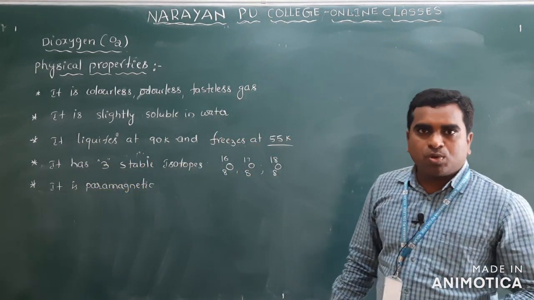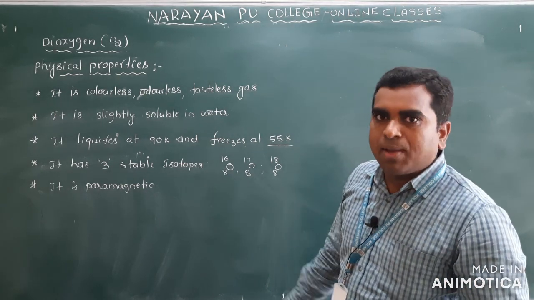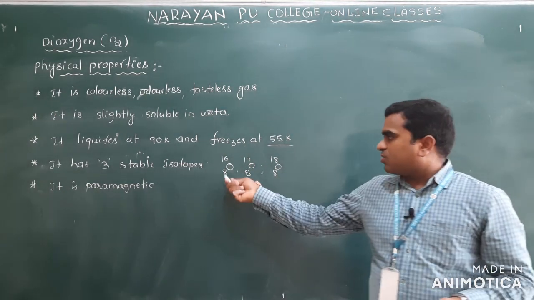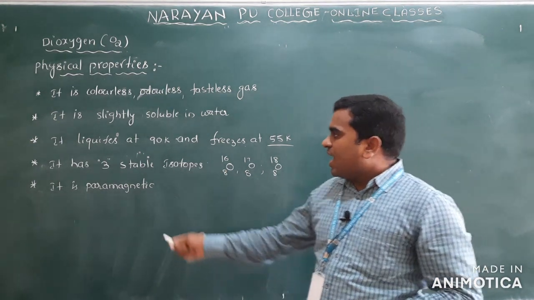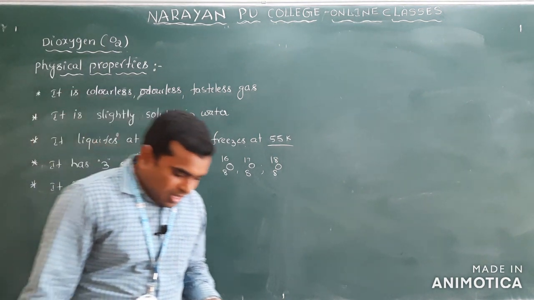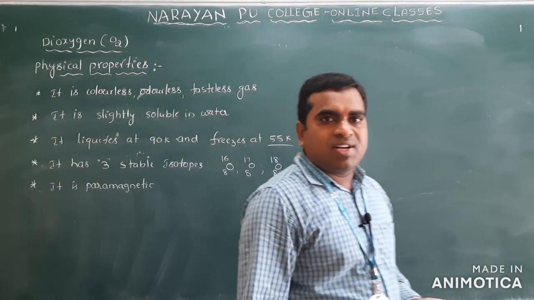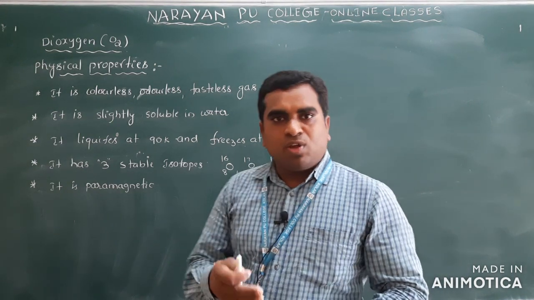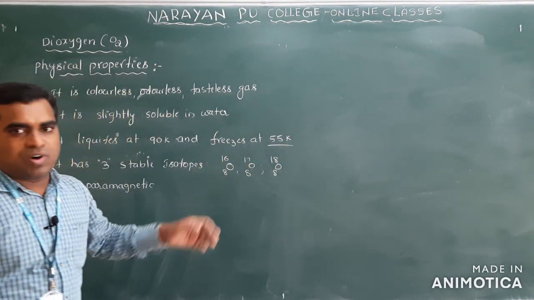And it has 3 stable isotopes. You know what isotopes are? Isotopes have the same atomic number and different mass numbers. Clear? So these are the 3 stable isotopes, and it is paramagnetic. Even though it has an even number of electrons, it is paramagnetic, which you have studied in chemical bonding in your first year. Clear? So next we will go for chemical properties.